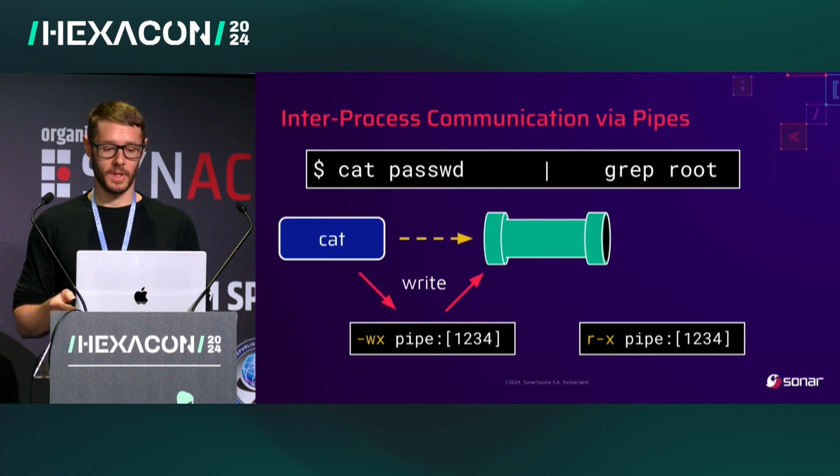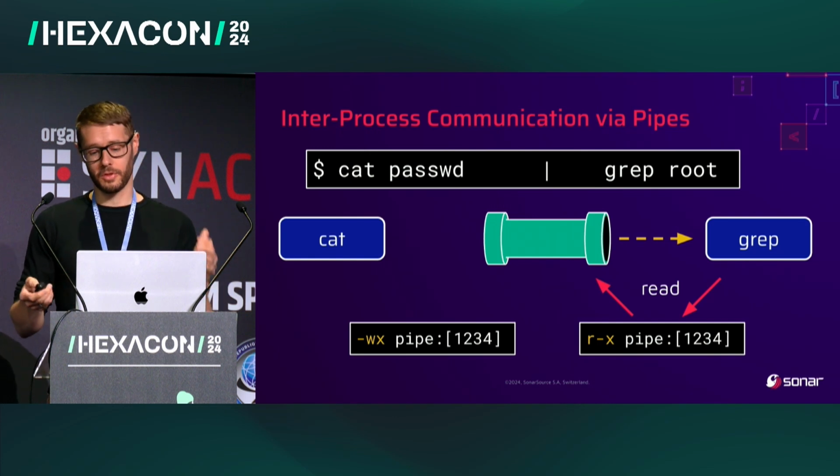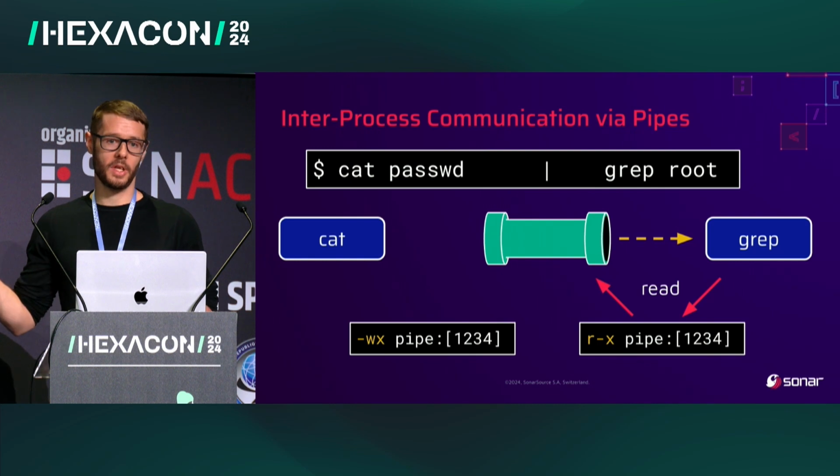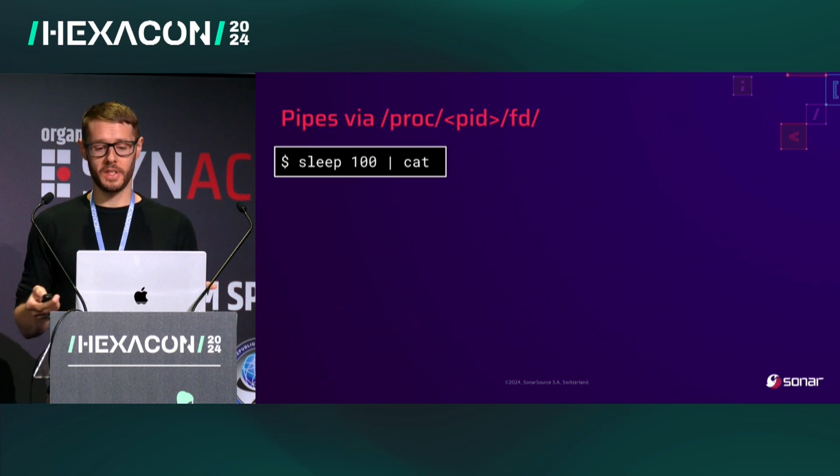So in this case, the shell binds stdout of the cat process to the write file descriptor of the pipe and stdin of the grep process to the read file descriptor of the pipe. This way, the data output by cat flows through the pipe to the grep process. Although a command like this is usually executed very fast, the two pipe file descriptors are exposed via procfs under /proc/<pid>/fd. We can observe this more easily if we run a command like this, sleep 100 | cat.